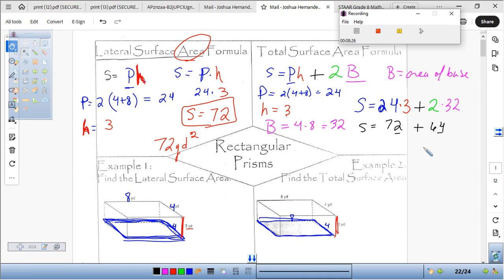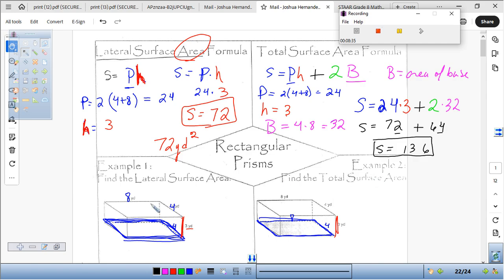2 and 4 is 6. 6 and 7 is 13. So surface area is equal to 136. Okay, I think that's pretty easy. It's not too bad. You got to keep track of what's what, how's this working, and so forth.